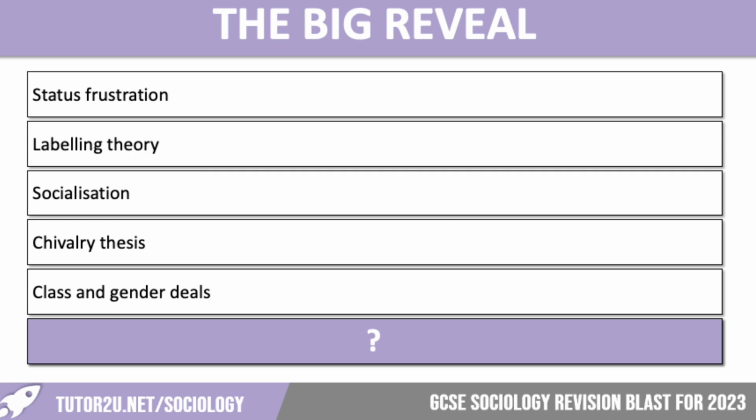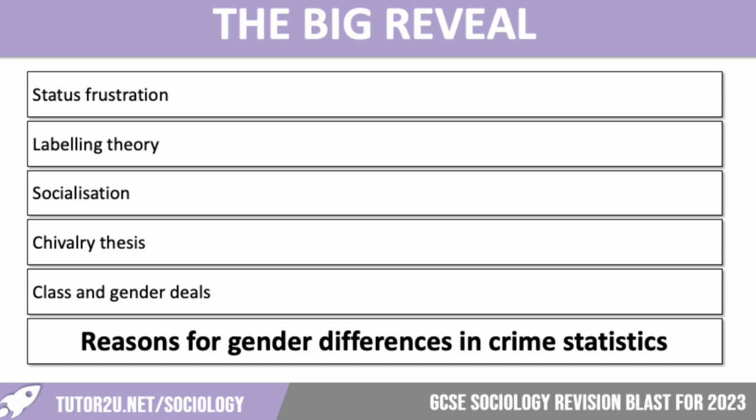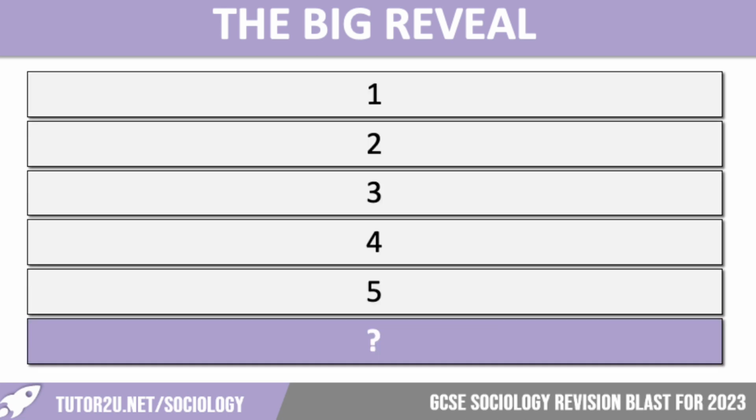So what might this be? Take a few moments, have a look at those. If you haven't already worked it out, we will reveal the answer in a moment. So we've got status frustration, labelling theory, socialisation, chivalry thesis, and class and gender deals. There are 5 key terms on there that hopefully you should know. If you're not aware of 1 or 2 of them, then you need to go away and do a little bit of research on those. So it is the reasons for the gender differences in crime statistics. Okay, let's move on to our next one.